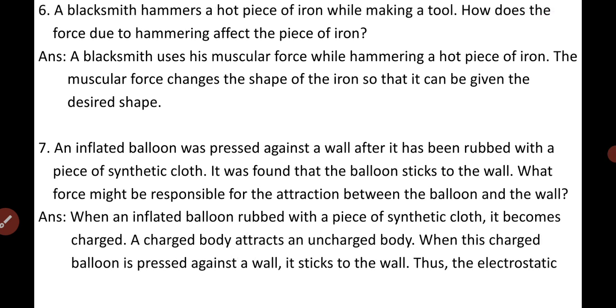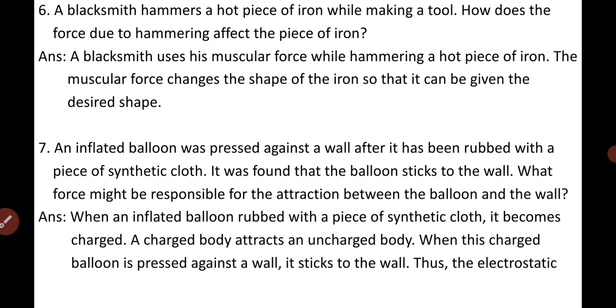When an inflated balloon is rubbed with a piece of synthetic cloth, it becomes charged. Clear? By rubbing any material, the material will be electrically charged. And a charged body attracts an uncharged body. You know that, right? A charged body will attract an uncharged body and a charged body will repel a charged body. Okay, like charges repel each other and unlike charges attract each other.